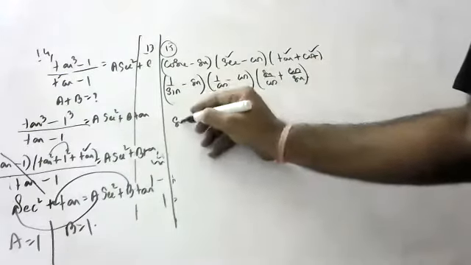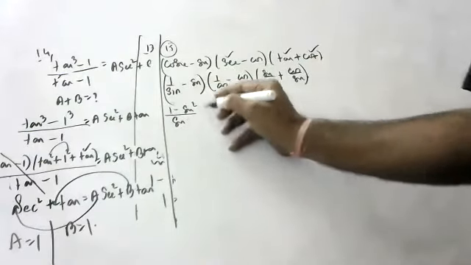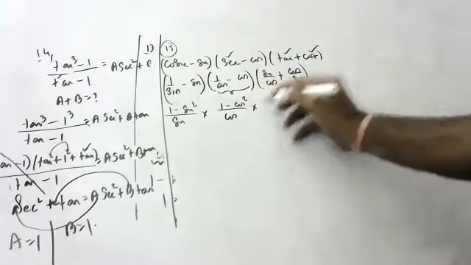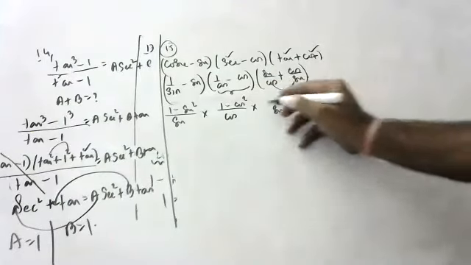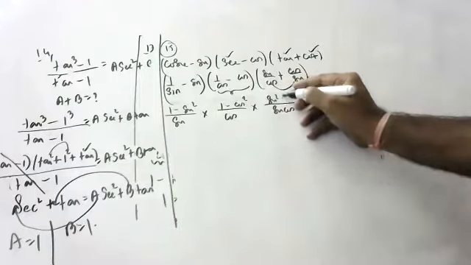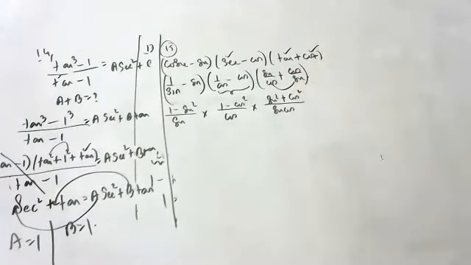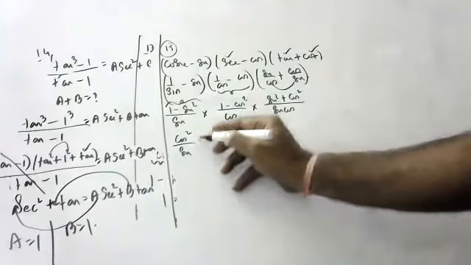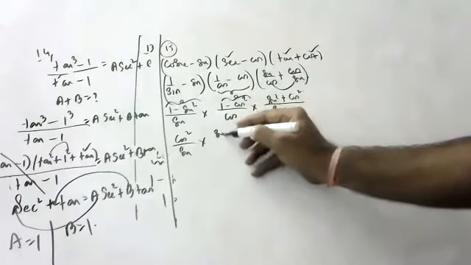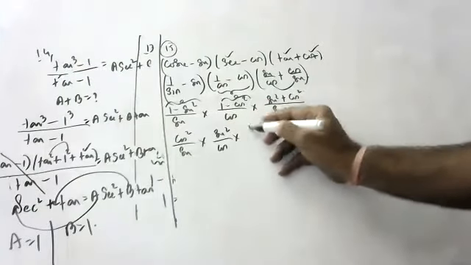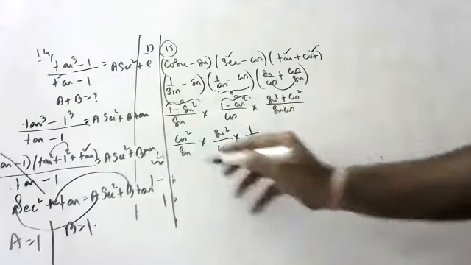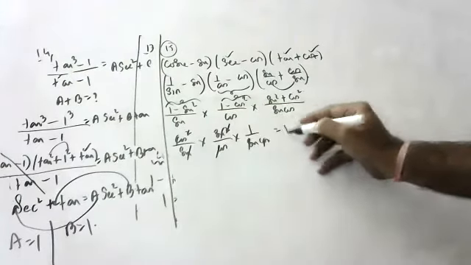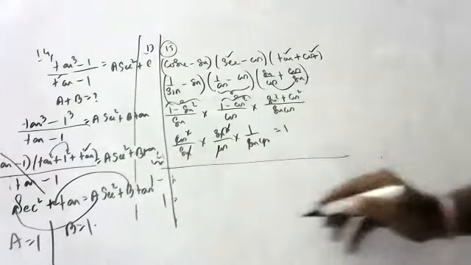What is the LCM, children? Sine, 1 minus sine square. Cos, 1 minus cos square. Sin cos, sin square plus cos square. Children, 1 minus sine square is what? Cos square by sin, into sin square by cos, into 1 by sin cos. Answer is 1. Okay, children. Next.